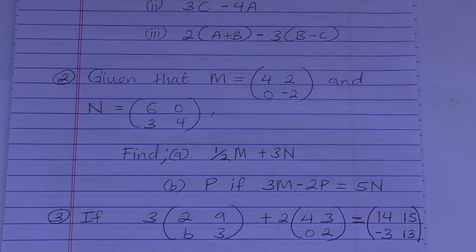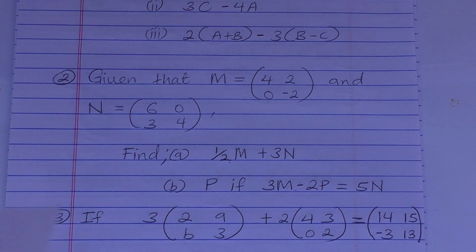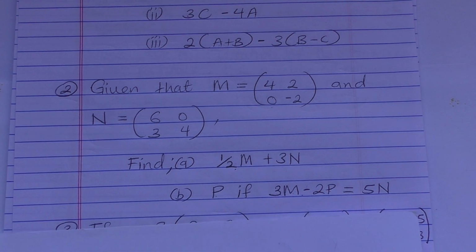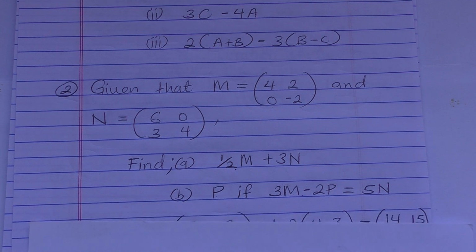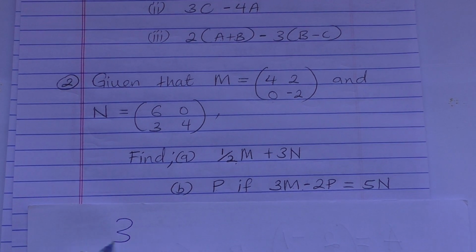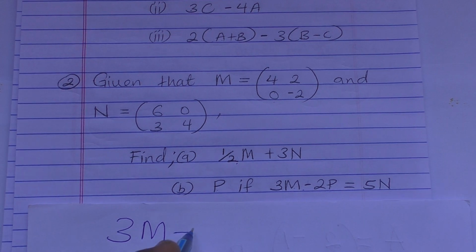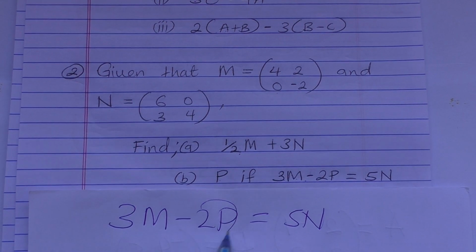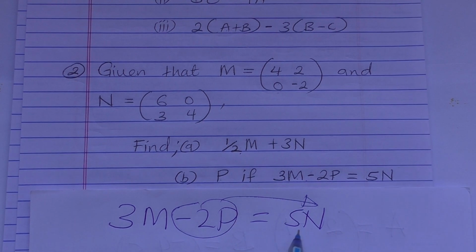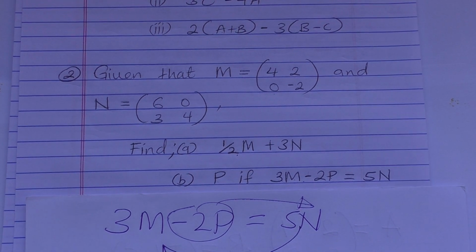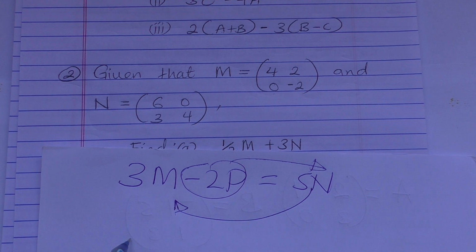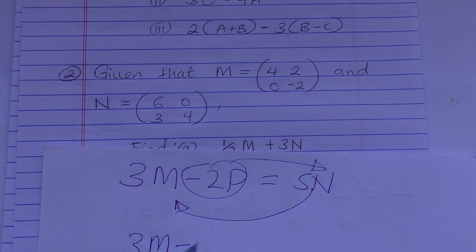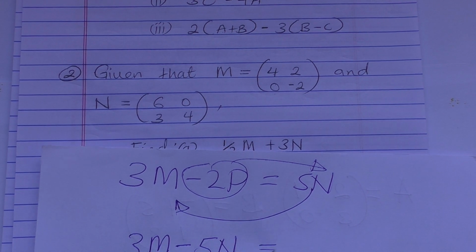Let us try it together. This is what I mean. We have 3M minus 2P equaling 5N. So we are taking this the other side and then this one this side, so that we get 3M minus 5N gives us 2P.